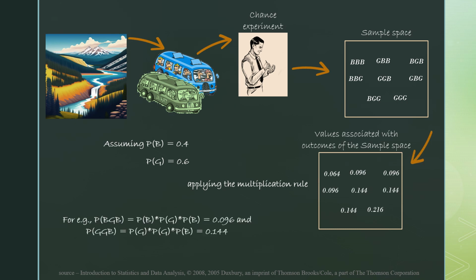For example, probability of BGB equals probability of B multiplied by probability of G multiplied by probability of B, which equals 0.096, and probability of GGB equals probability of G multiplied by probability of G multiplied by probability of B, which equals 0.144.